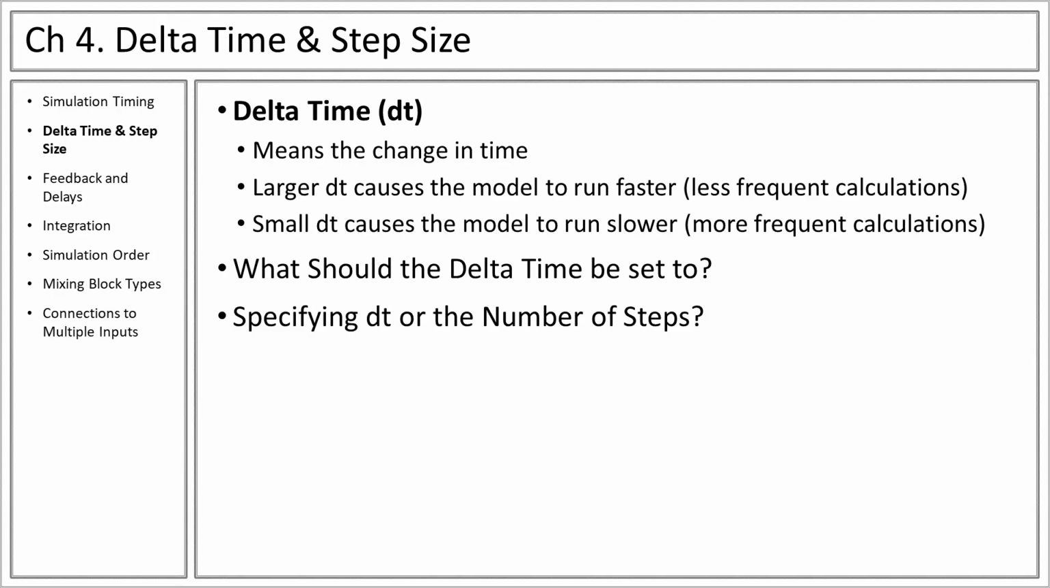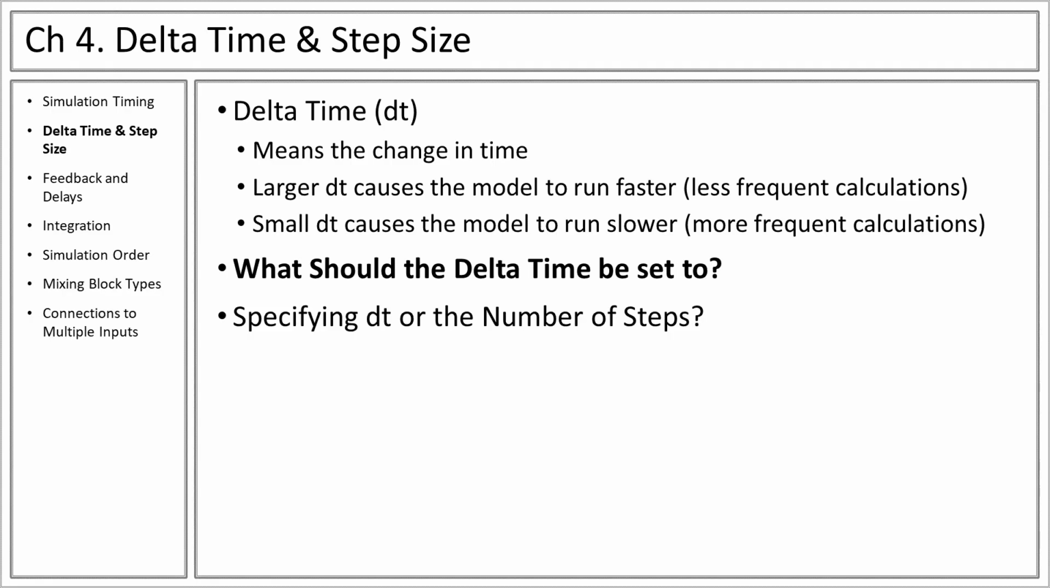Although 1 is the default setting, delta time can be set to any number. For example, to cause the model to run faster and perform calculations less frequently, delta time could be set to 2 or any other number larger than 1. A delta time less than 1 reduces the step size. This causes calculations to be made more frequently. It results in more steps, and the simulation takes longer to run in real time for the same simulation time.